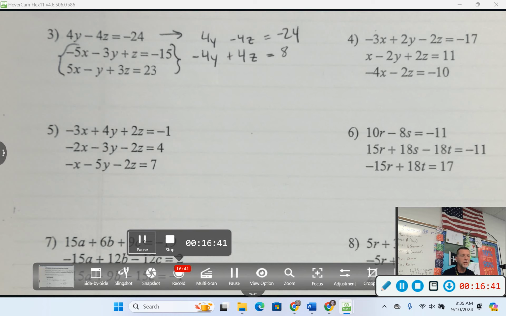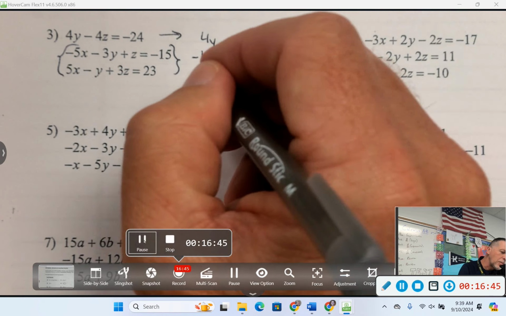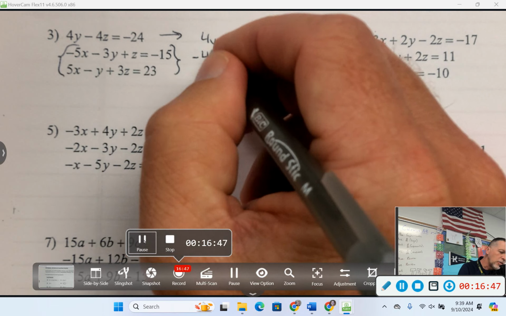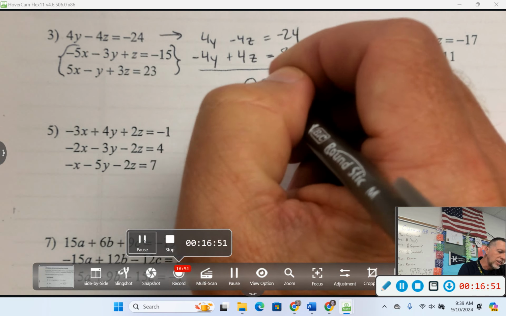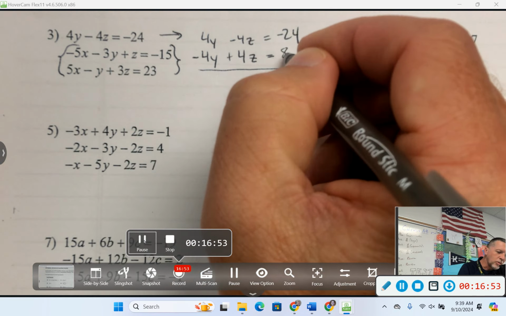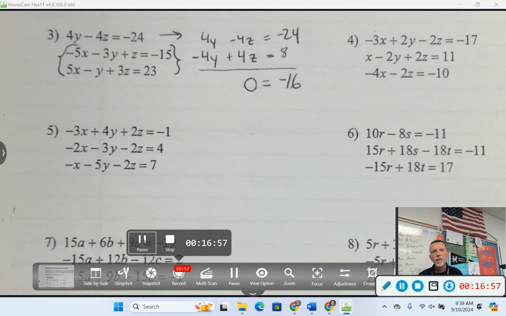Uh-oh, something weird's about to happen. I mean, maybe it seems good at first because they both go away. 4y minus 4y is 0. Negative 4z plus 4z is 0. Negative 24 plus 8 is negative 16. When does 0 equal negative 16? Never. So what do you think the answer to this is? No solution.